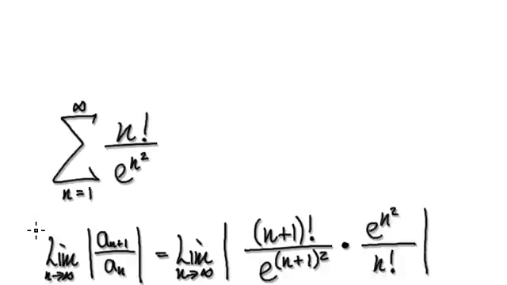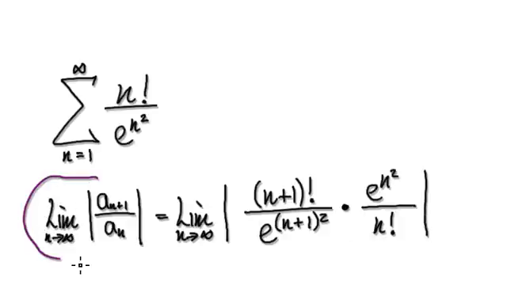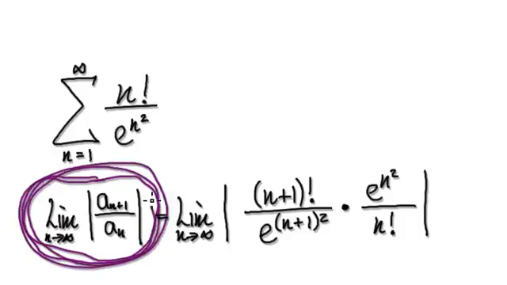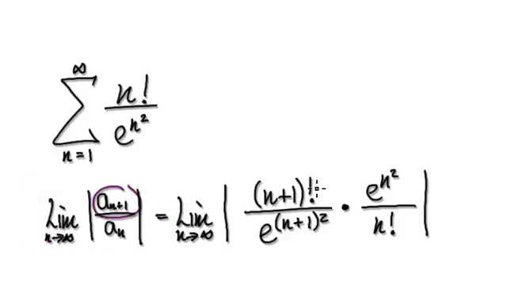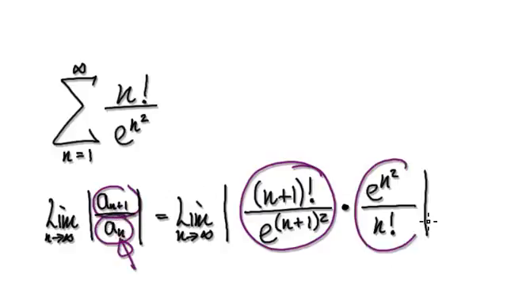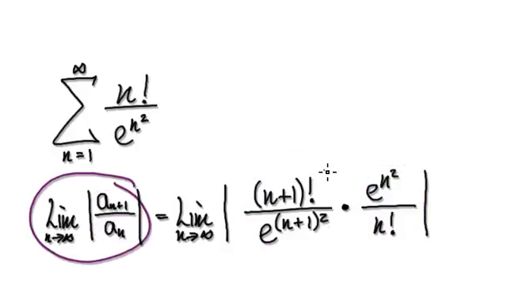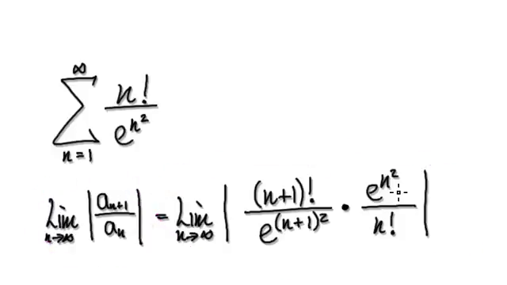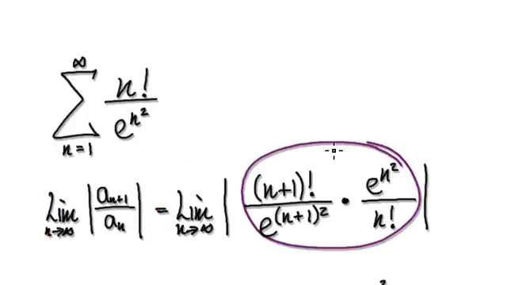Okay, so to use the ratio test, we're always after this value here. So it will be a_(n+1), which will be this, divided by, which is the same as multiplying by the reciprocal of a_n, which is this thing here. So this whole thing here will then become this. So now it's just a matter of tidying this up.